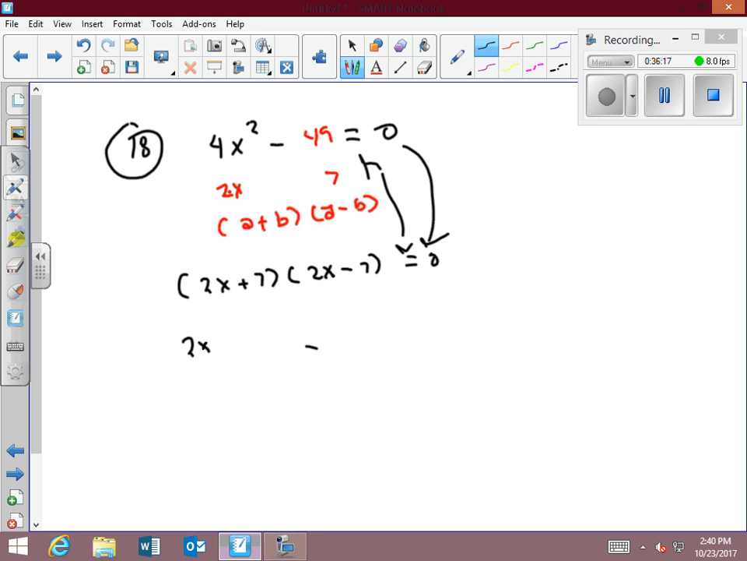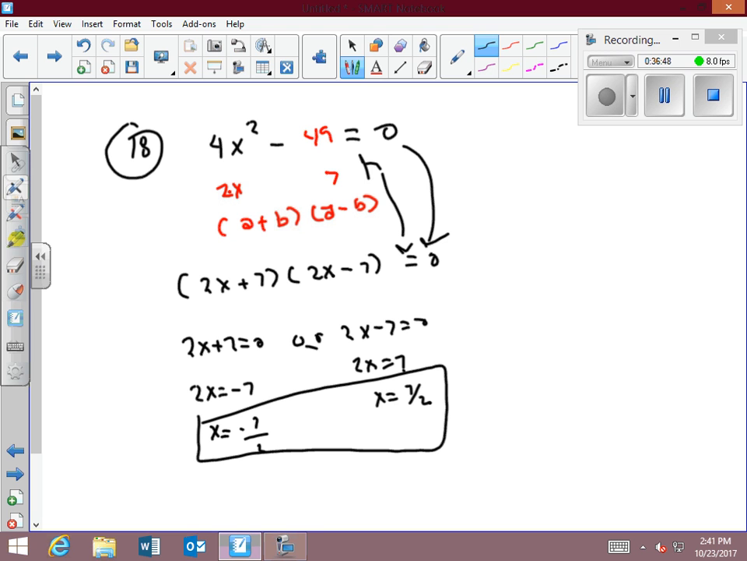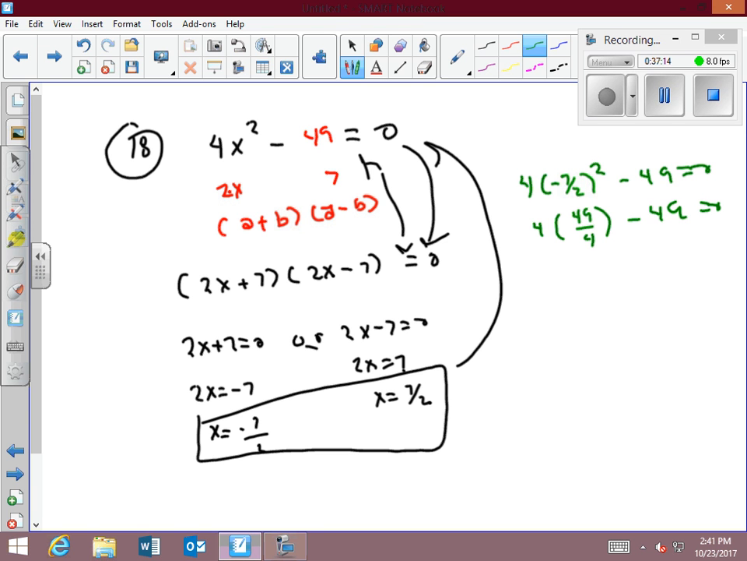Now then we apply the principle. 2x plus 7 equals 0, or 2x minus 7 equals 0. So this one says 2x equals minus 7, x equals minus 7 over 2. There's one of your answers. This is 2x equals 7, x equals 7 over 2. There's the two answers. If you want to check it, check these two answers back in your original problem. What you would do then is say 4 times minus 7 over 2, the quantity squared, minus 49 equals 0. This would say 4, and when you square minus 7 over 2, what do you get? 49 over 4, minus 49 equals 0. 49 minus 49 is 0 on this side, 0 on this side, makes it a true statement.